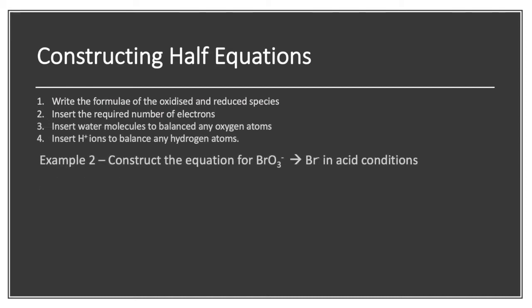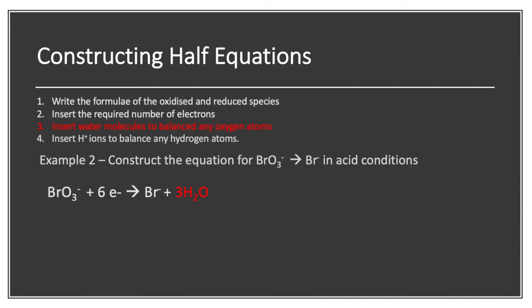So a slightly more difficult one now, we're going to construct the equation for BrO3- going to Br-. So again, write the formulae down. Now we're going to insert the required number of electrons. So bromine on the left hand side is an oxidation state +5 and it becomes -1 on the right hand side. So that means bromine must have gained 6 electrons.